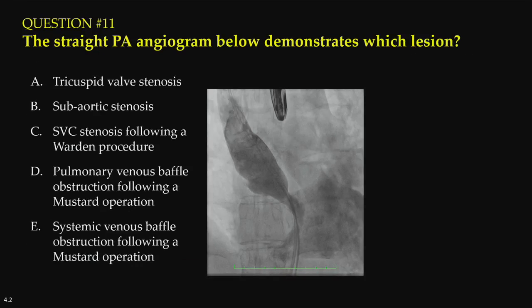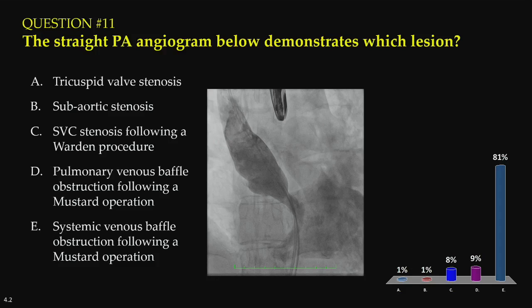Okay, so here's the still frame of that. Go ahead and select your option. Okay, awesome. Yeah, so the answer is E. So this is a picture of systemic venous baffle obstruction following a Mustard operation.